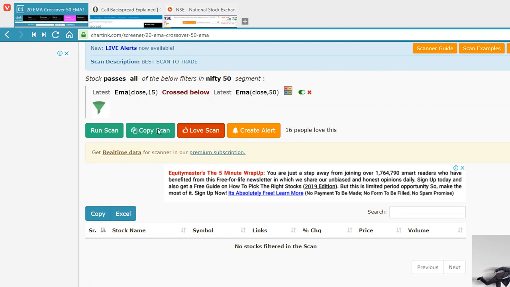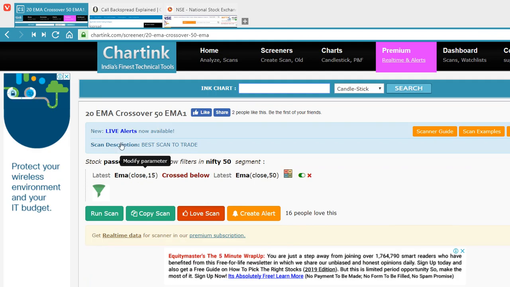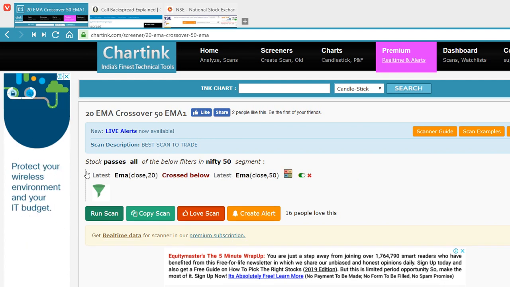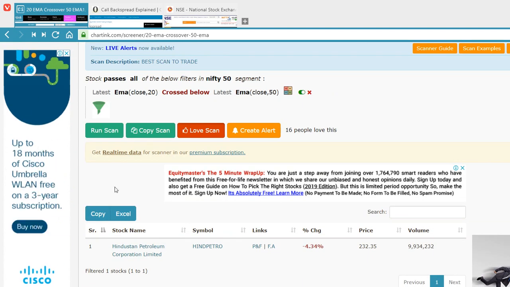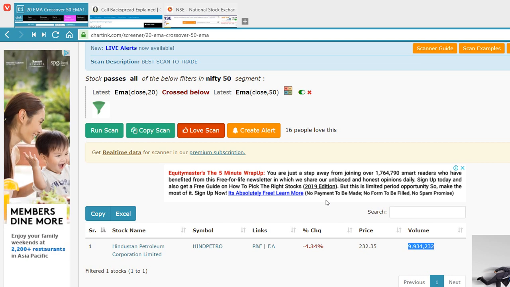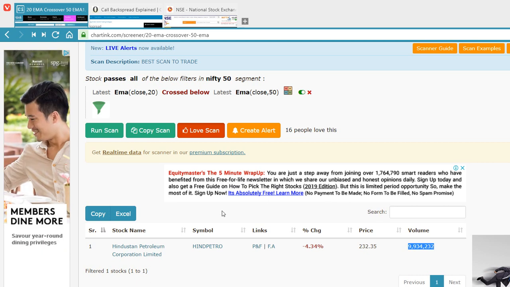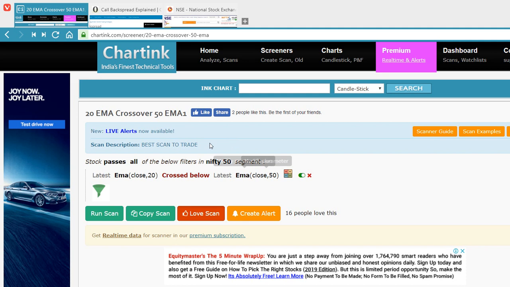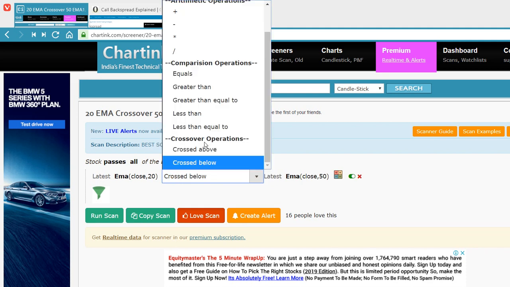I do not see any results. I think this parameter is mentioned wrongly here. Okay, so here it is, Hind Petro. This is one of the stocks, and I'm not recommending it. I'm just giving you an example of how to scan from the screener. The volume is pretty good here, and the price has decreased. I'll have to do more research to see whether this is a good indicator or not. It does say that 20 EMA crosses below 50 EMA, so basically it has to cross above.